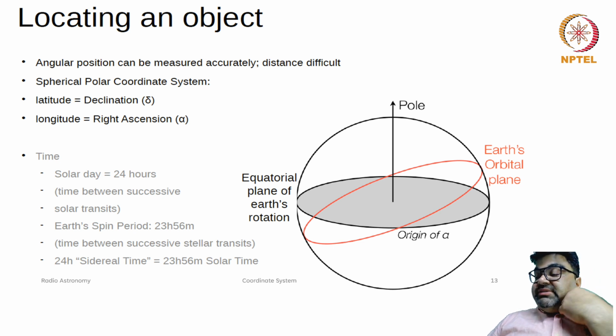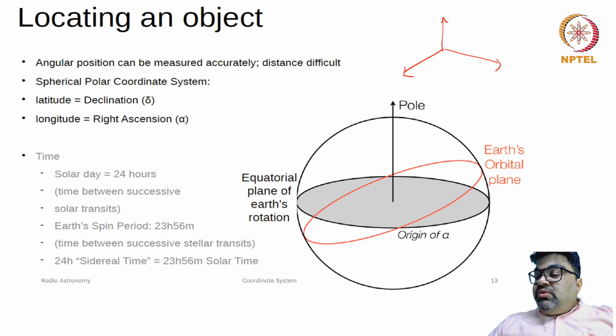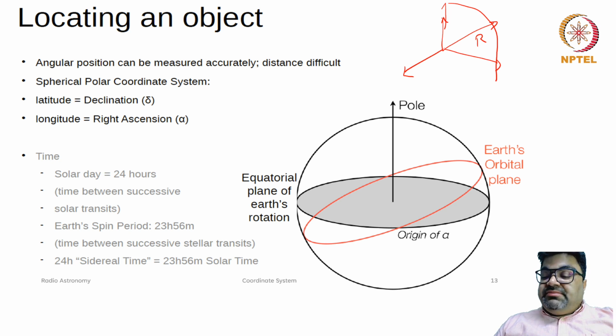So how do we locate an object? Say you have a standard sphere. You know the radius of the sphere, so you need the azimuth angle and elevation angle. Supposedly you draw a spherical polar coordinate system. You know that at a radius of r there is a sphere. So let me redraw.